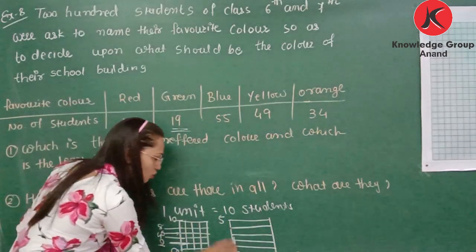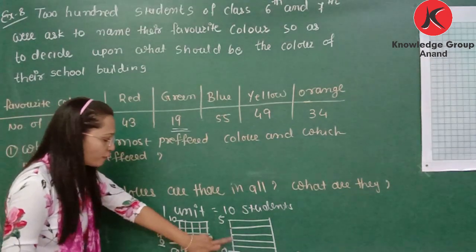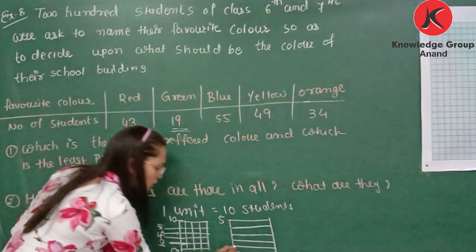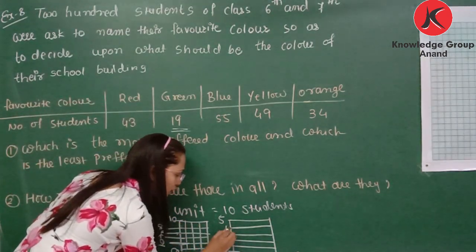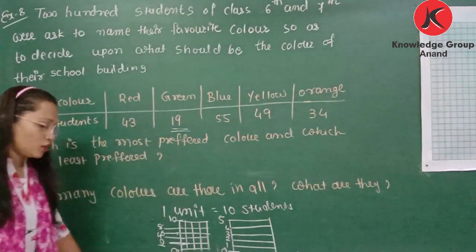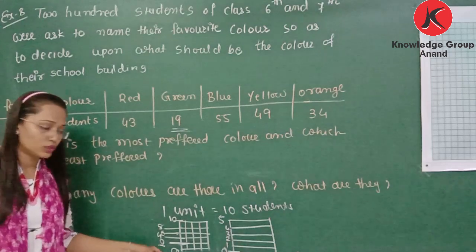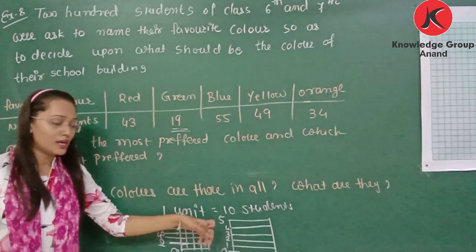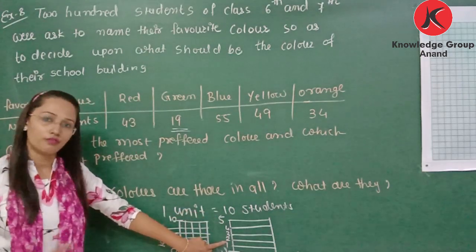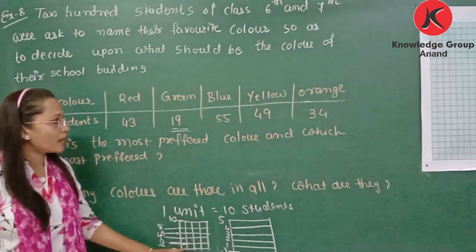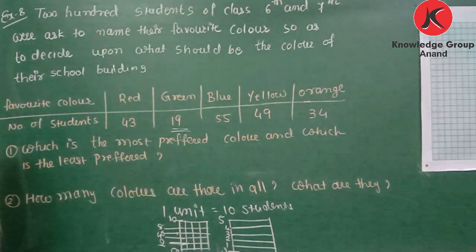So here 0 to 5 is divided into 5 equal parts. Then each line represents 1, 2, 3, 4 and 5. Okay. If it is a 0 to 10 group, then each line represents 2. If it is a 0 to 5 scale, then each line represents 1. Clear? So now let's draw the graph for this.